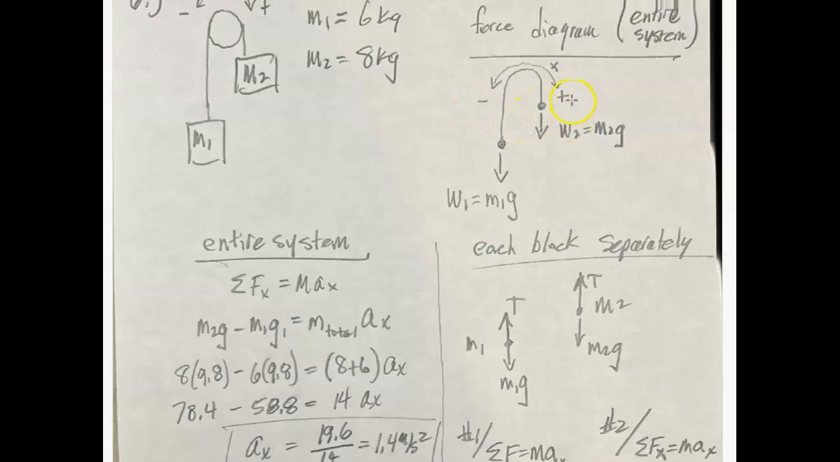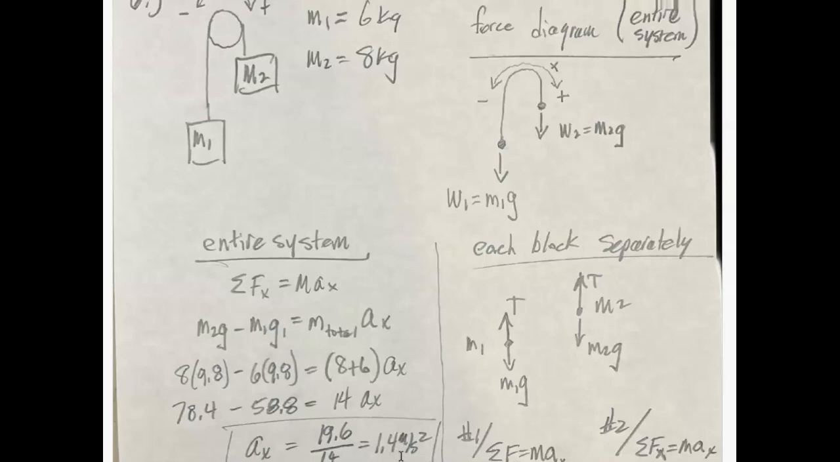So that means my weight of block 2 is in the positive direction and my weight of block 1 is in the negative direction. So when I look at the entire system, my sum of the forces is the weight of number 2 in the positive direction, the weight of number 1 in the negative direction, and that sum of forces right there accelerates the total mass of the system, 8 plus 6. And so I plug in all the numbers and solve the equation for acceleration, and I see I get an acceleration of 1.4 meters per second squared.